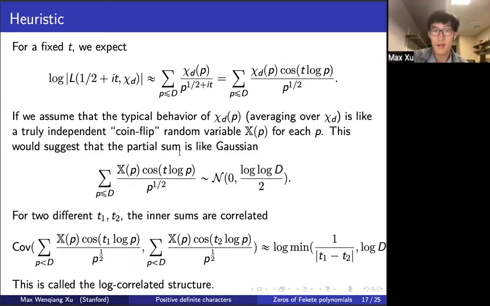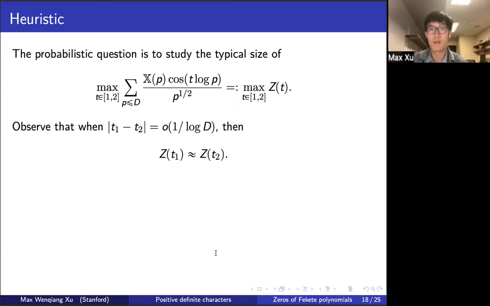Okay, that's the heuristic. But now for two different t's, you can consider their variance. So this quantity we consider at t1, and we consider at t2, and then you can compute the covariance. Actually, this is basically the log of 1 over the difference between t1 and t2. And this is something called a log-correlated structure in the probability literature. So they have nice tools and understanding about how to understand the local maximum of this kind of log-correlated structure. And now let me make it a little bit more precise.